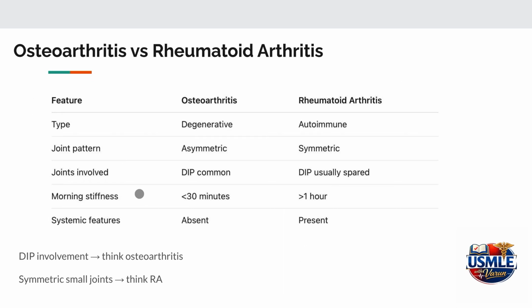It is very helpful to compare osteoarthritis and rheumatoid arthritis. Osteoarthritis is a degenerative disease, whereas rheumatoid arthritis is an autoimmune inflammatory disease. Osteoarthritis often affects the distal interphalangeal joints, while rheumatoid arthritis usually spares these joints. Osteoarthritis tends to be asymmetric, while rheumatoid arthritis is typically symmetric. Morning stiffness in osteoarthritis is short, while in rheumatoid arthritis it usually lasts for more than an hour.